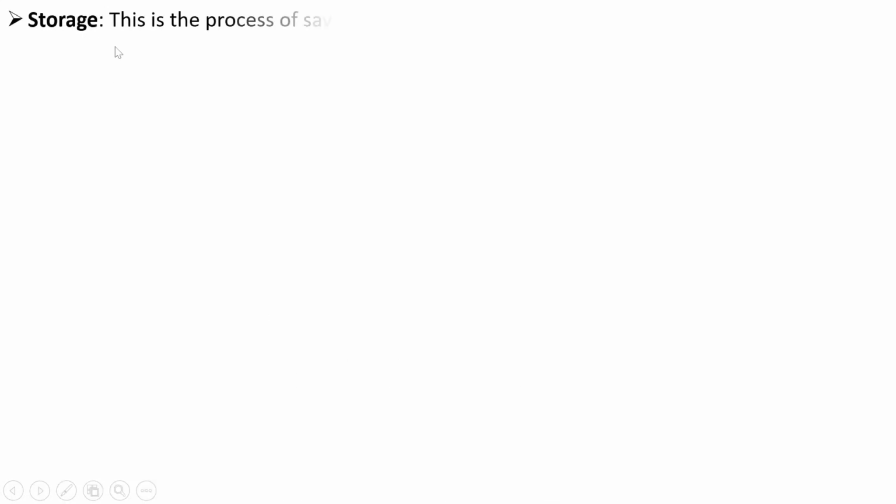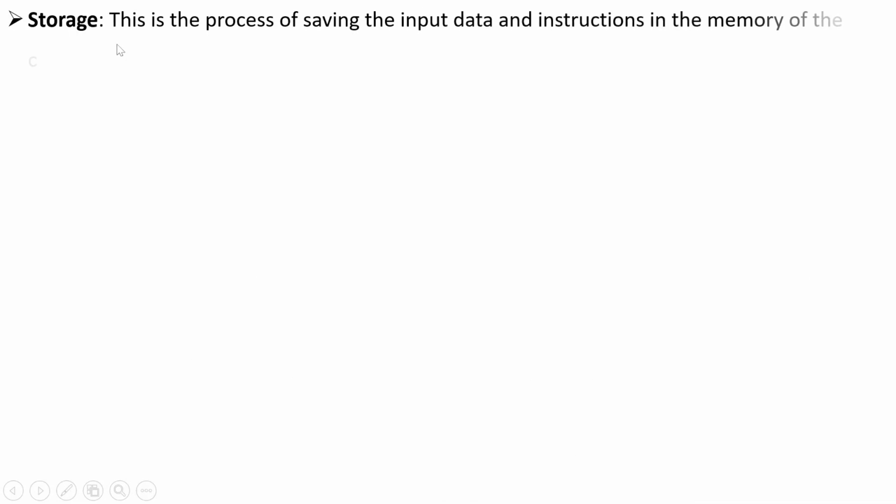Then also storage. So what is storage? Here we are saying this is the process of saving the input data and instructions in the memory of the computer for later use. So a computer does a lot of things. That input information can also be saved in the computer for later use, or any output information can be saved in the computer for later use. So the saving of that information in the computer is what we call storage.